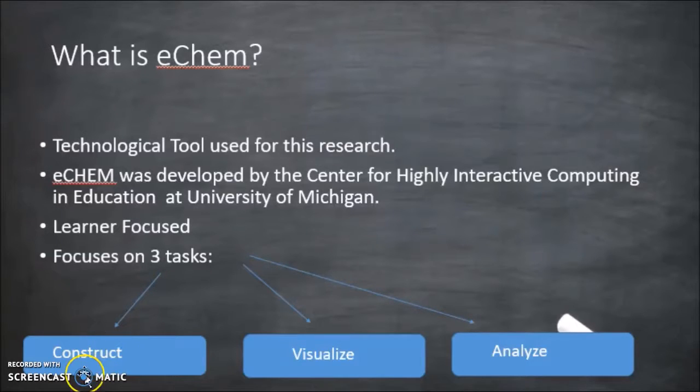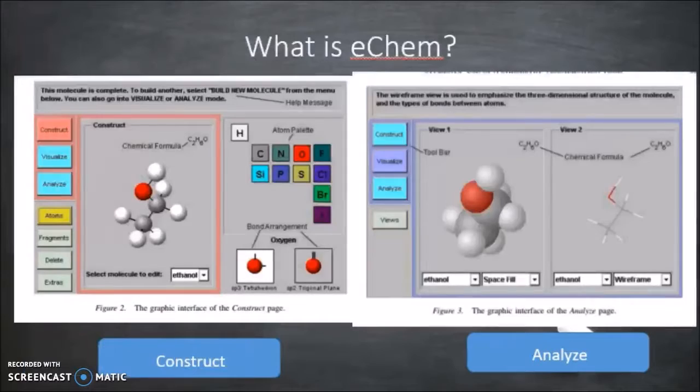Construct. Students can create organic molecular models, view them from all possible angles, and manipulate them. Visualize allowed students to have multiple views of different compounds and various representations, such as ball and stick, wireframe, and space filling simultaneously. In Analyze, students can make connections between molecular models at the microscopic level and their collective behaviors at the macroscopic level. Example, chemical and physical properties.